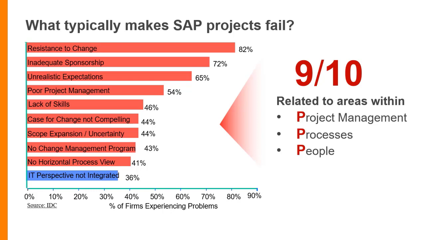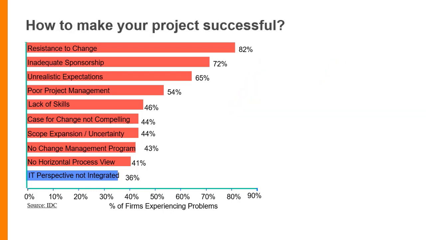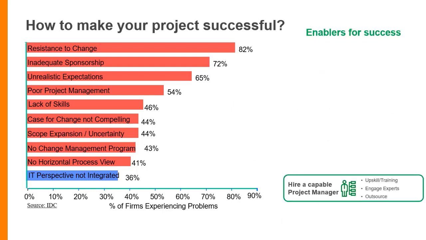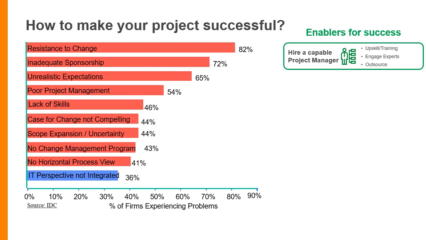Remember that we found that 9 out of the top 10 items were all related to the 3 P's: project management, processes, and people. If we fix these 3 P's, we will fix 9 of the 10 most common areas where projects fail. So let's look at how we can fix these 9 areas. To look at this, we want to introduce a set of enablers for success.